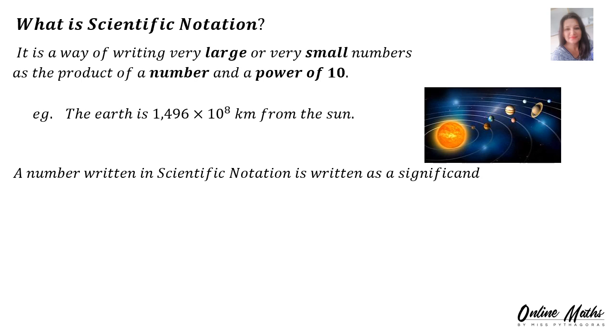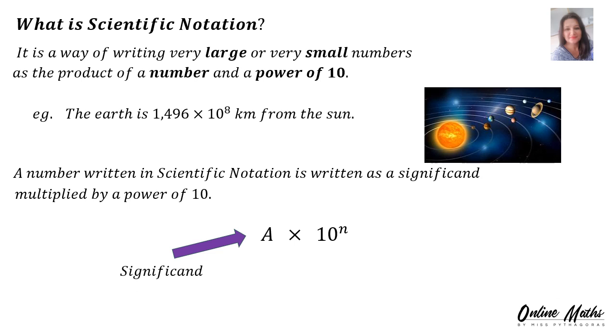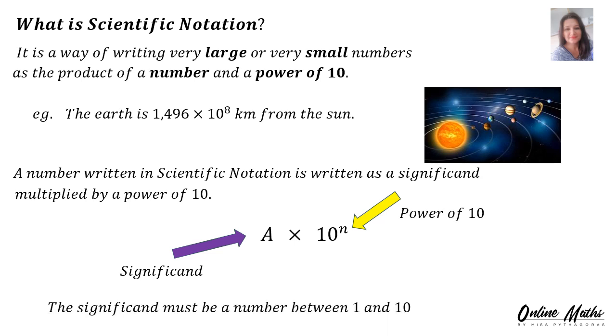A number written in scientific notation is written as a significand multiplied by a power of 10. So if I give you a times 10 to the power of n, then a is called the significand, and the significand must be a number between 1 and 10. We always have 1 comma and then something after the comma, or 8 comma, so we have one number in front of the comma.